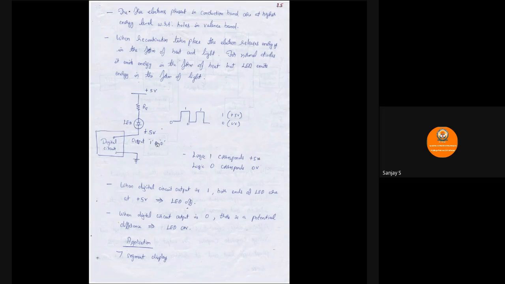So here, if the output of the digital circuit is plus 5 volts, on both the sides of the LED, that is anode and cathode, it is at the same potential, therefore LED will not get forward biased. On the other hand, if the output of the digital circuit happens to be 0, there is a potential difference created, thereby current starts to flow and the LED will be forward biased and it glows. So this is how the LED works, and the application is 7-segment display.